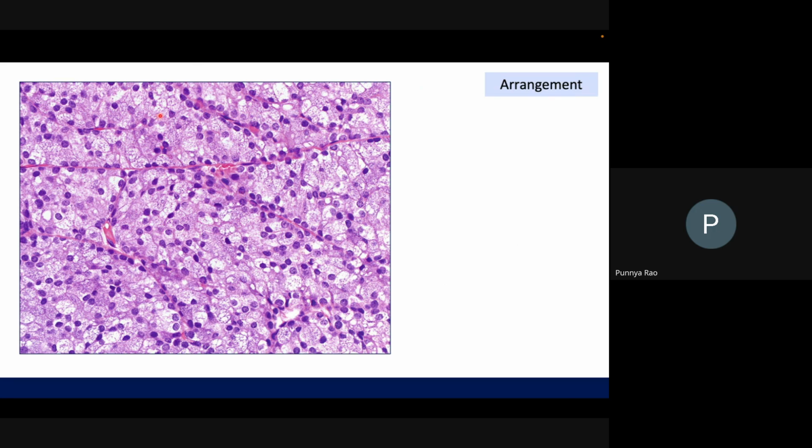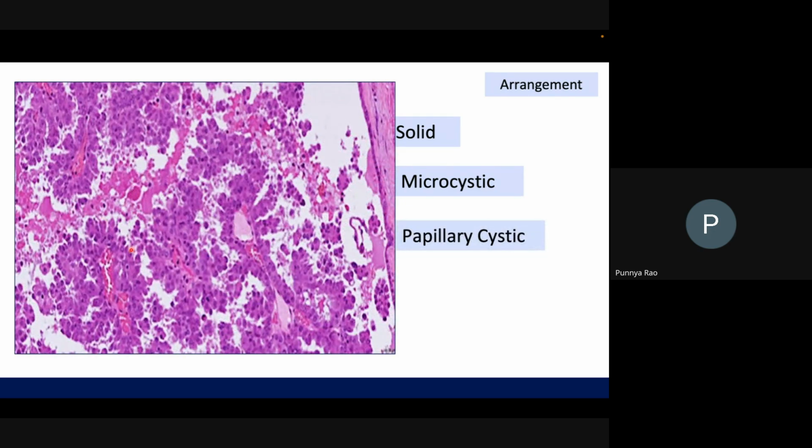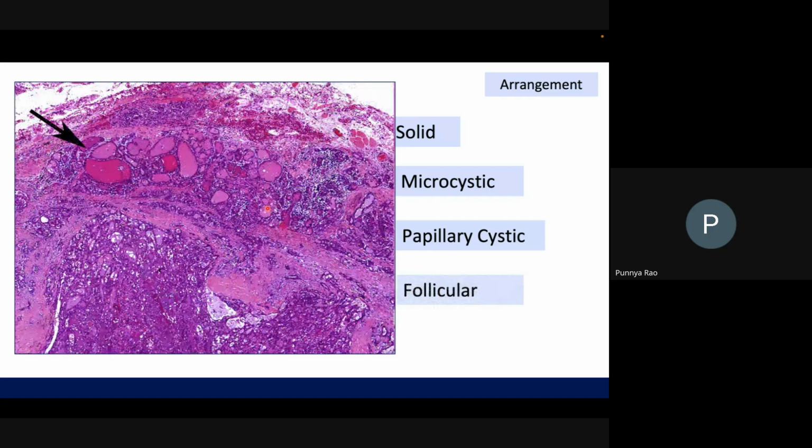The arrangement also varies. It can be solid, in the form of sheets of cells, or it can be microcystic, where you can have some small cystic areas, and then it can be papillary cystic. Then you may have to differentiate it from a papillary cystadenocarcinoma, or it could be follicular, where you have these typical thyroid-looking globules. You have to do a thyroglobulin to rule out that it is thyroid tissue. So this is the follicular variant of acinic cell carcinoma, though it is considered one of the common tumors, not very commonly encountered.